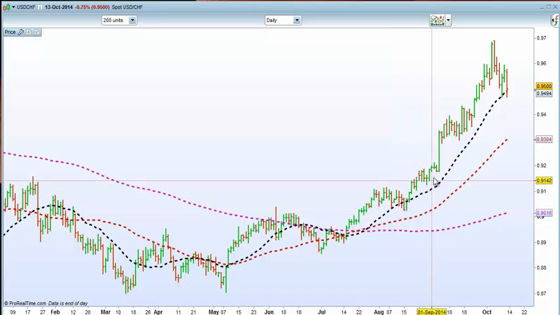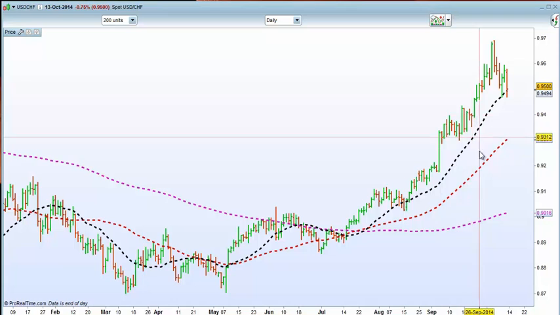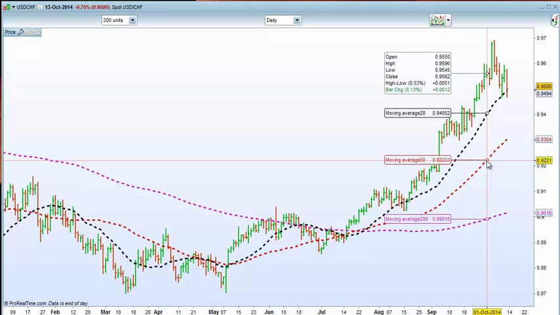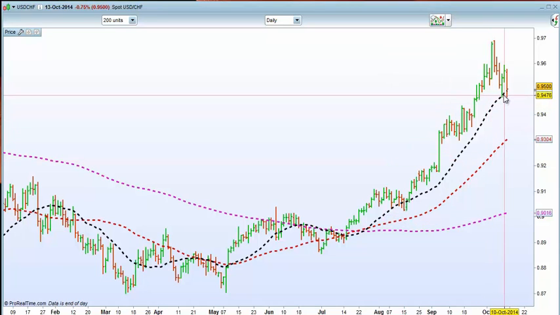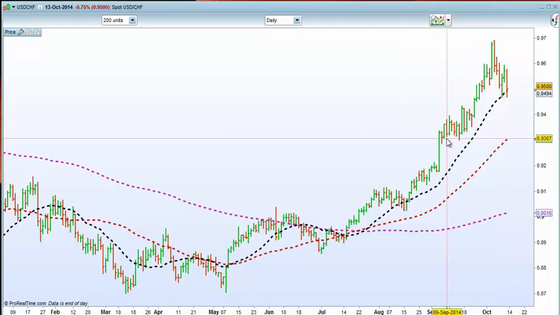As long as price closes above those lines, we will say that it is a long-term trend bullish when it closes above the 200-day, a medium-term bullish when it closes above the 50-day, and a short-term bullish when it closes above the 20-day.